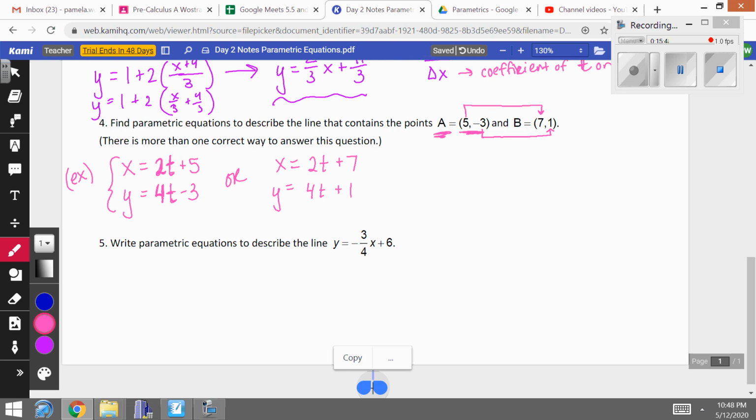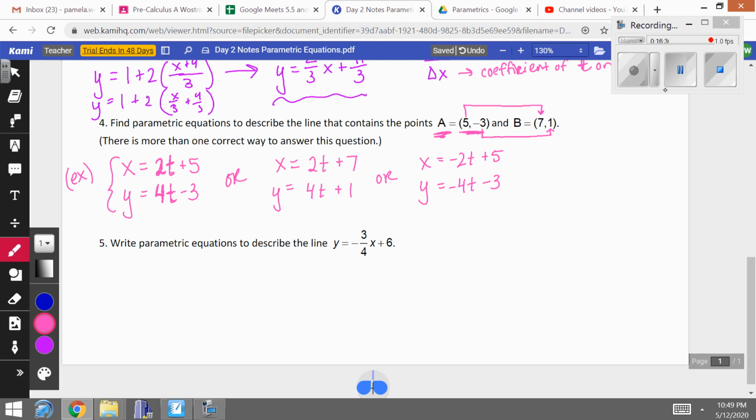Now, you have other options here. Do we necessarily know that it is moving in that positive direction? No, I could have done negative 2t, but that would mean this was negative 4t. If you think about the coefficient of t on the y equation and the coefficient of t on the x equation, the change in y over change in x, that would still give you the same slope. So that would work, and again, you could use either the 5 and negative 3 or the 7 and the 1. That's another option for you.